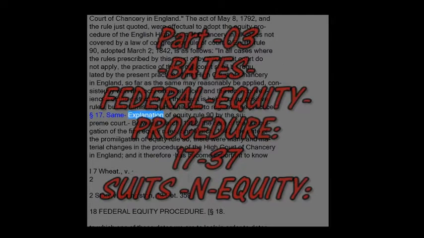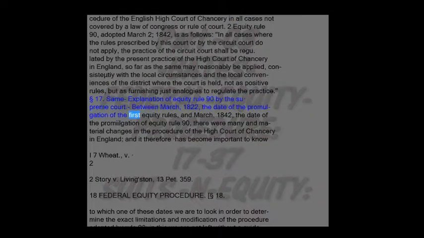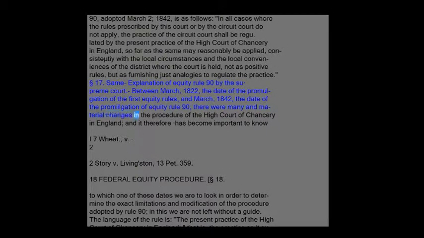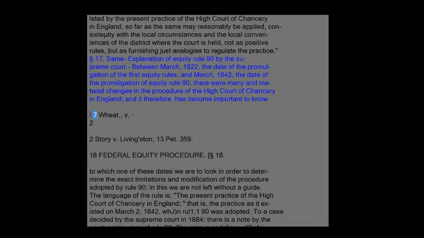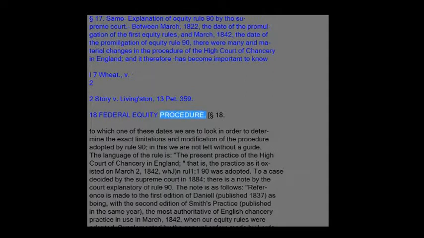17. Same explanation of Equity Rule 90 by the Supreme Court. Between March 1822, the date of the promulgation of the first equity rules, and March 1842, the date of the promulgation of Equity Rule 90, there were many and material changes in the procedure of the High Court of Chancery in England, and it therefore has become important to know. 17 Wheat. v. 2 Story v. Livingstone, 13 Pet. 359. 18 Federal Equity Procedure.